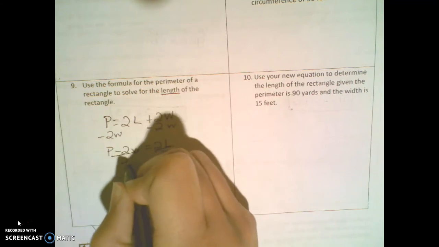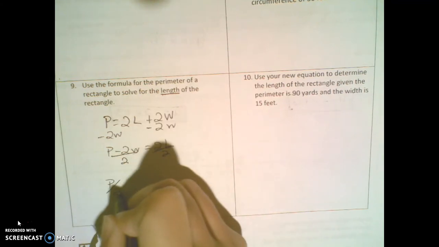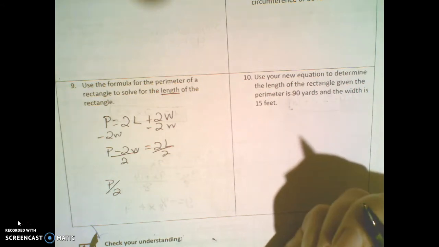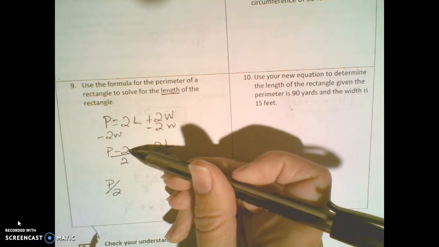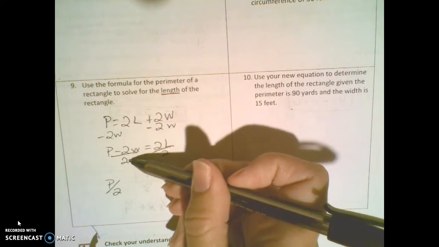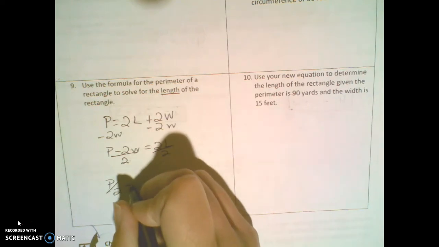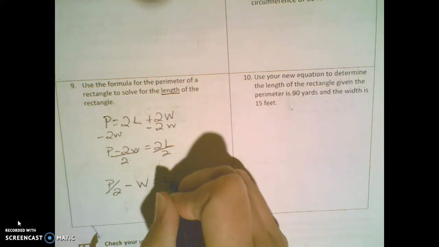Divide both sides by 2. And so I have P over 2, or I could think of that as 0.5P or 1/2 P if I wanted to. And now I'm doing negative 2w divided by 2, which is going to be negative w. So just minus the width equals the length.